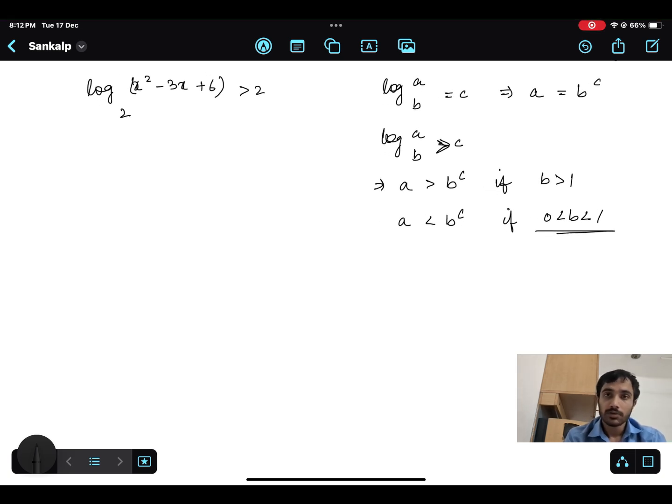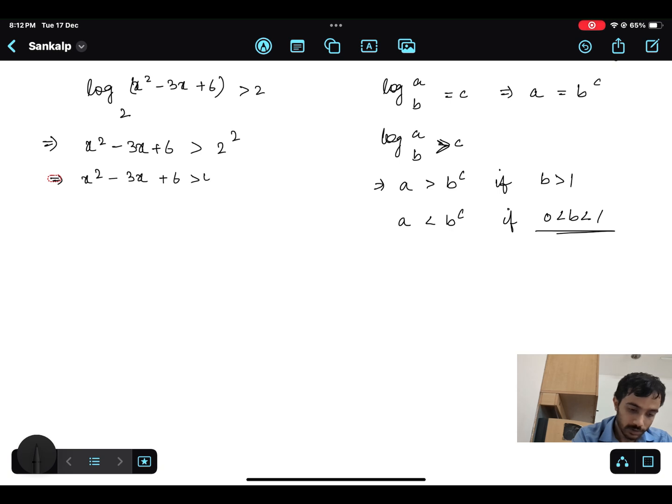And whenever we are given any question of logarithms, in most of the questions the only way is to directly attack the given expression. So here we are given that log of x square minus 3x plus 6 to the base 2 is greater than 2. So we can see that b is greater than 1. So we can write this expression as x square minus 3x plus 6 greater than 2 power 2. So x square minus 3x plus 6 is greater than 4, which implies x square minus 3x plus 2 is greater than 0.